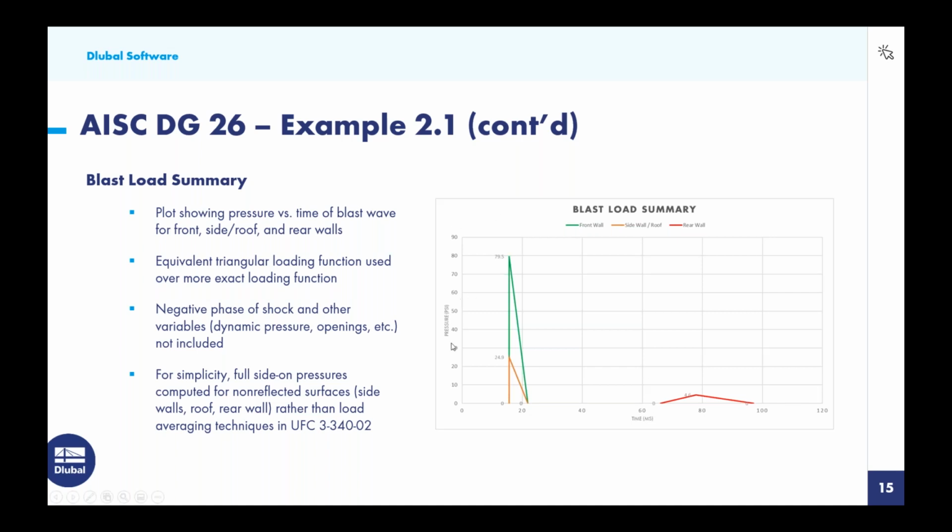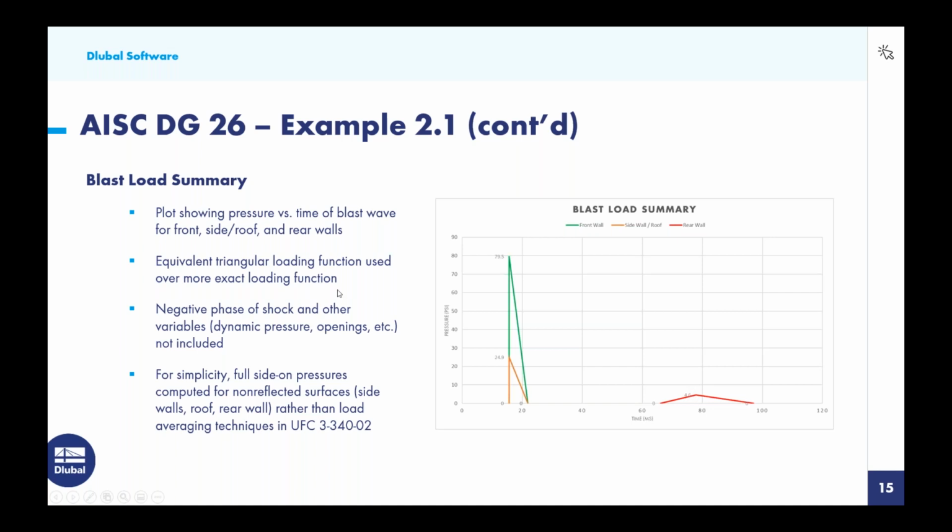Over on the y-axis is going to be the pressure. We would fully expect the highest pressure to be applied to that front wall, significantly less to the side walls and roof, because remember that charge or that blast load is just sweeping over those surfaces. And finally, the rear wall will be relatively low as well.